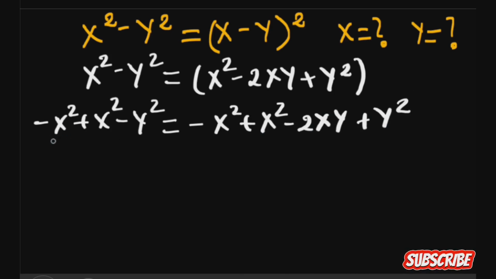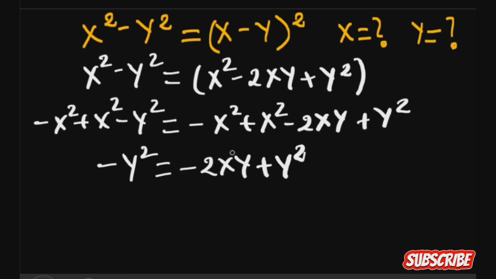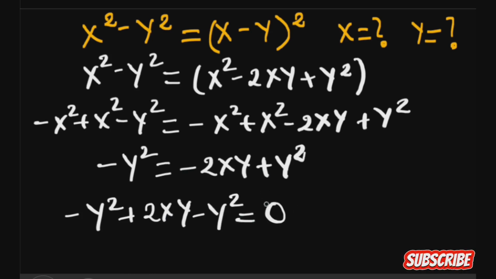Okay, at this level we have negative x squared plus positive x squared. This is equal to 0. So we remain here with negative y squared will be equal to negative 2xy plus y squared. Okay, now I'm going to send this expression to the other side. So we have here negative y squared. This negative, when it comes this way, it becomes positive 2xy, and this positive y squared, when it comes this way, becomes negative y squared, will be equal to 0.